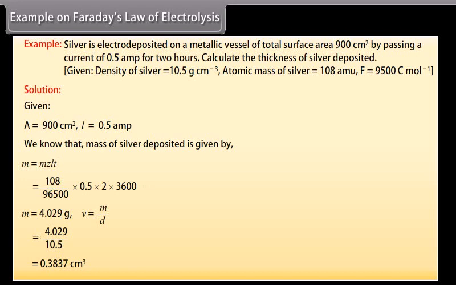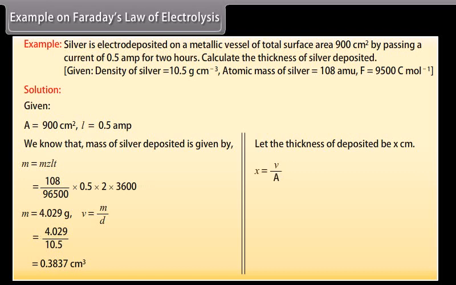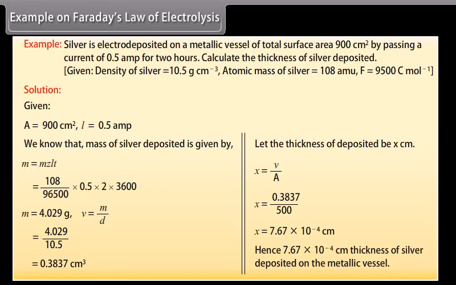0.3837 centimeter cube. Let the thickness of the deposit be X centimeter. We know that X is equal to V upon A. By putting the values, we get X is equal to 7.67 into 10 raised to the power minus 4 centimeter. Hence, 7.67 into 10 raised to the power minus 4 centimeter thickness of silver is deposited on the metallic vessel.